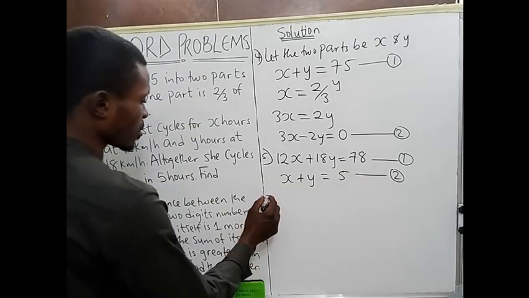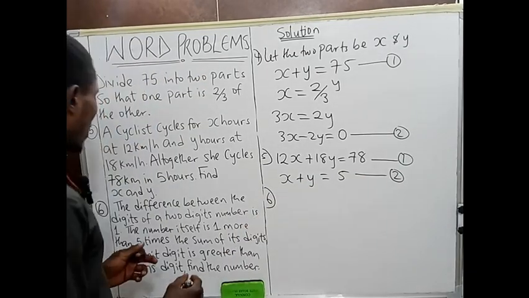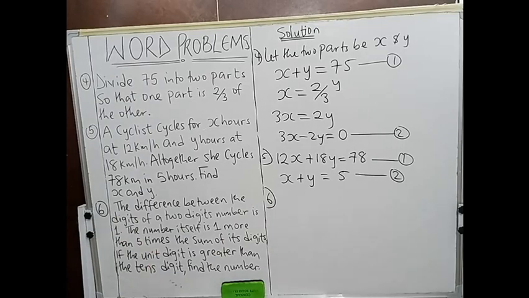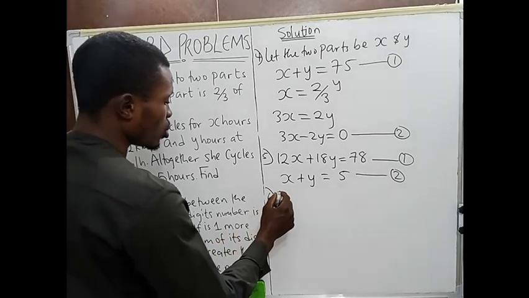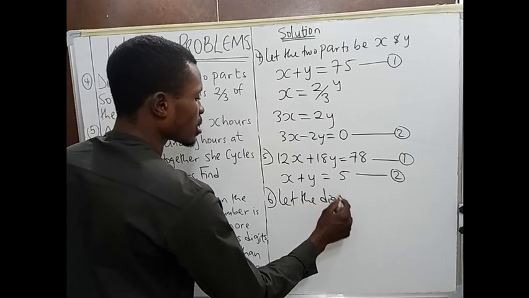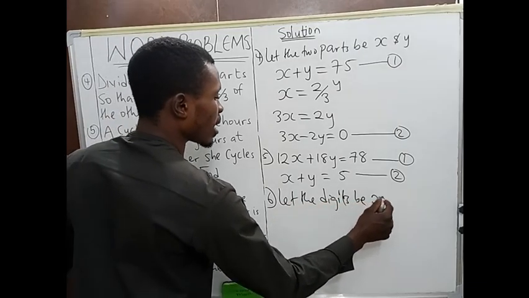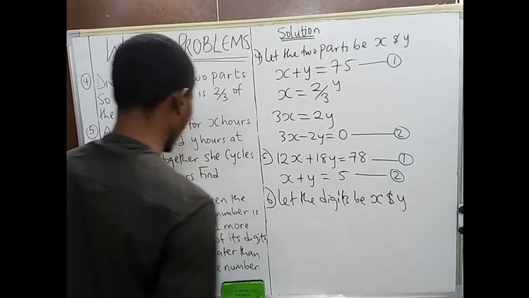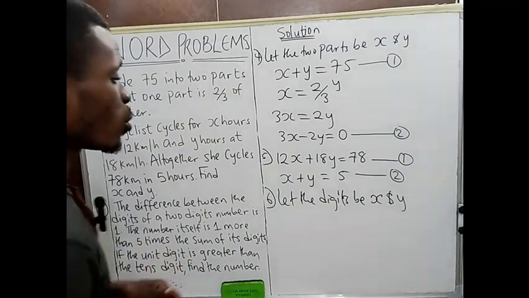Now for number 6. Number 6 says the difference between the digits of a 2-digit number is 1. The number itself is 1 more than 5 times the sum of its digits. If the unit digit is greater than the 10th digit, find the number. The number is a 2-digit number, so we say let the digits be what? X and Y. Okay, so the number will be what now?